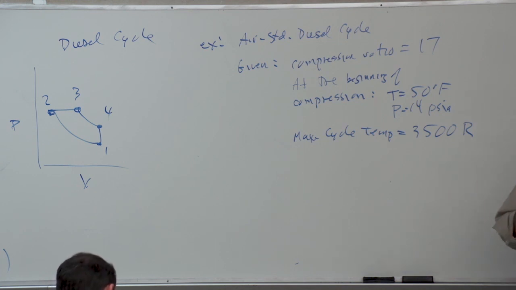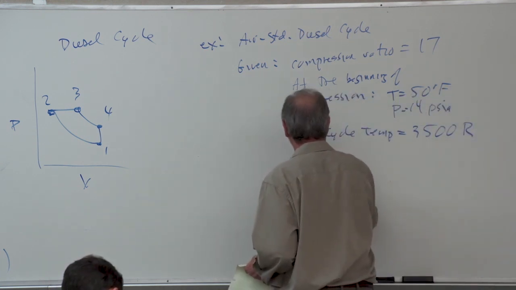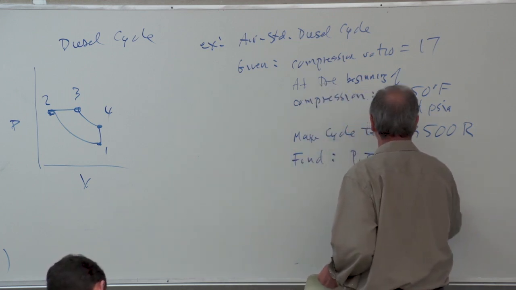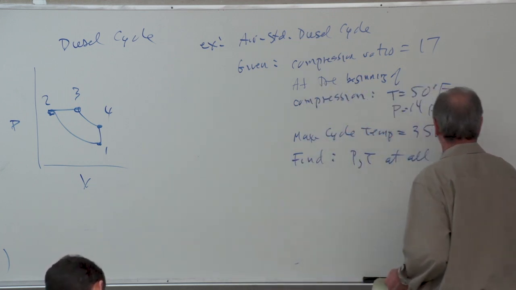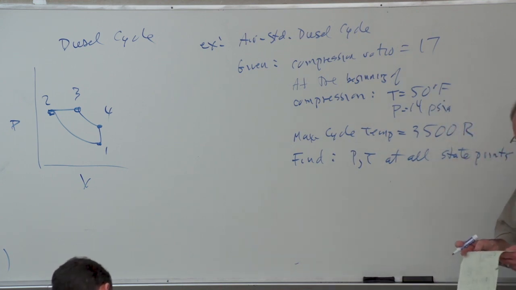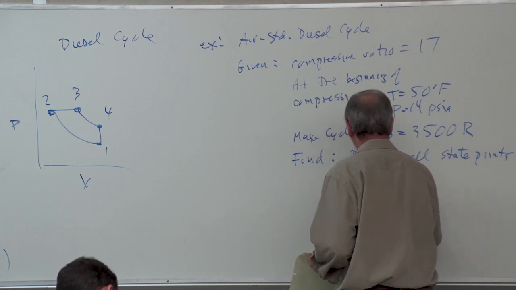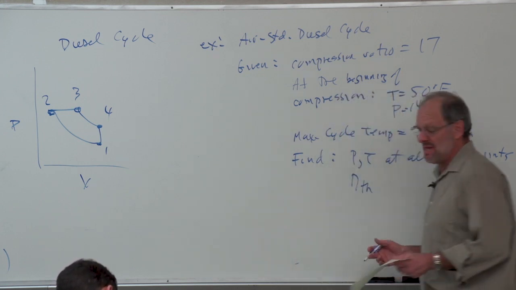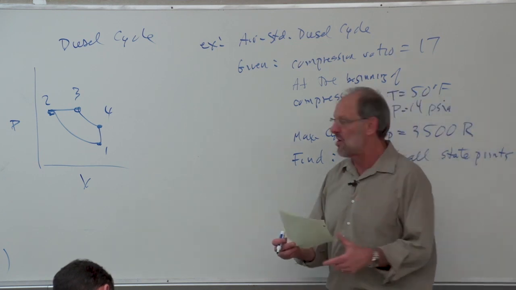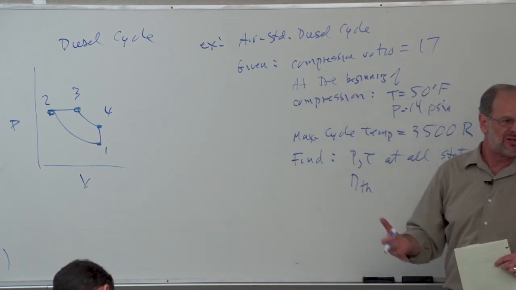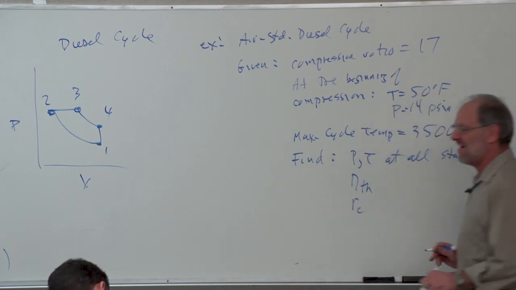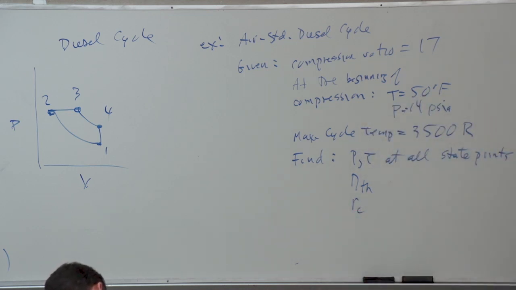And we're going to find the same things that we found previously, that is, for the Otto cycle example. So let's find pressure and temperature at all state points. And let's also find the thermodynamic efficiency. And in fact, we know that we're going to have to use the cutoff ratio. Well, maybe we don't know, but it's a pretty good guess that we'll have to use it. Otherwise, why did I talk about it so much? So why don't we also find the cutoff ratio for this particular process?